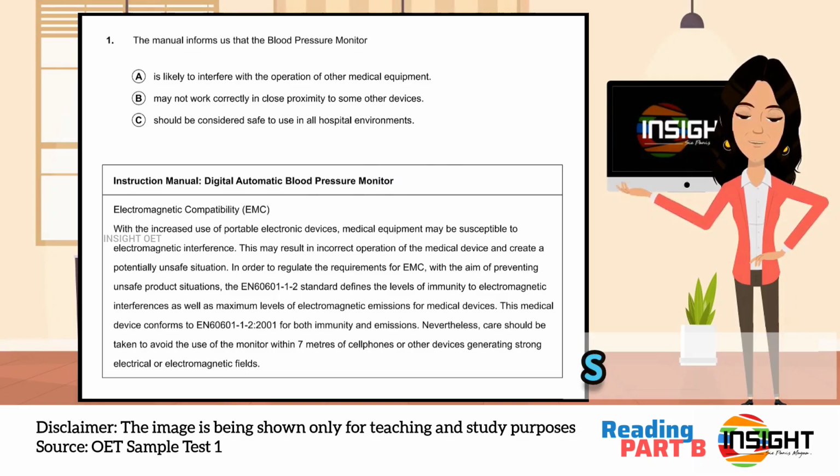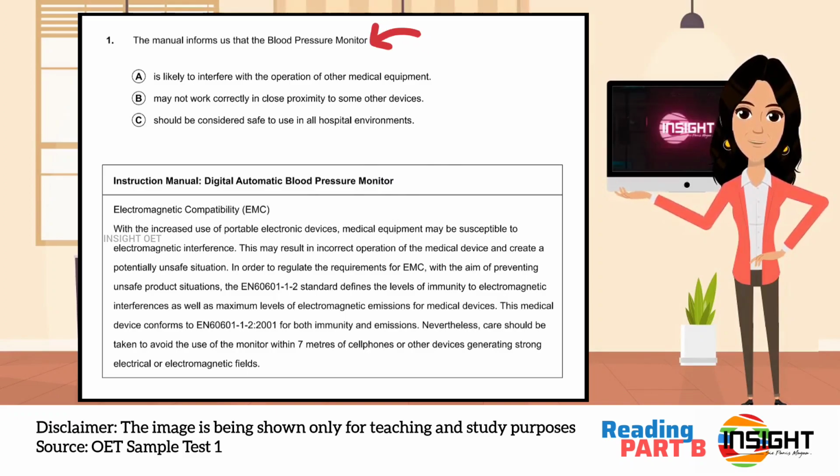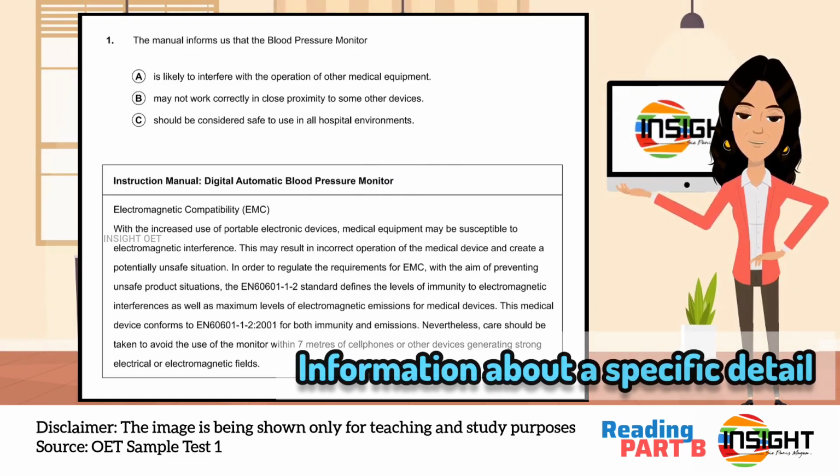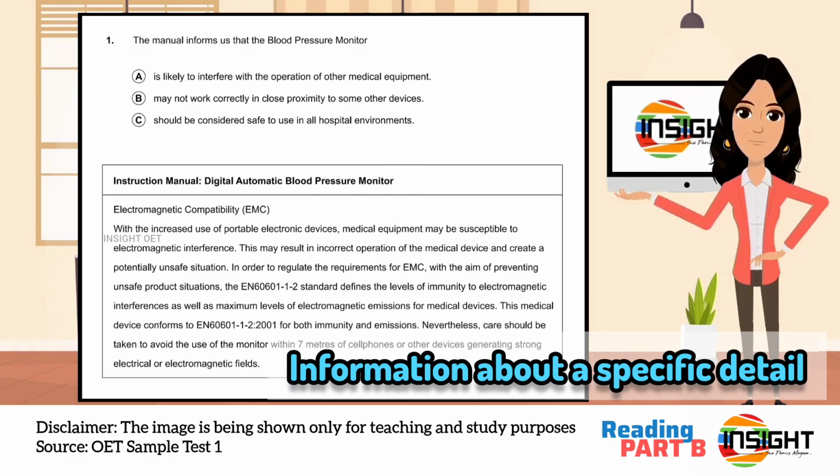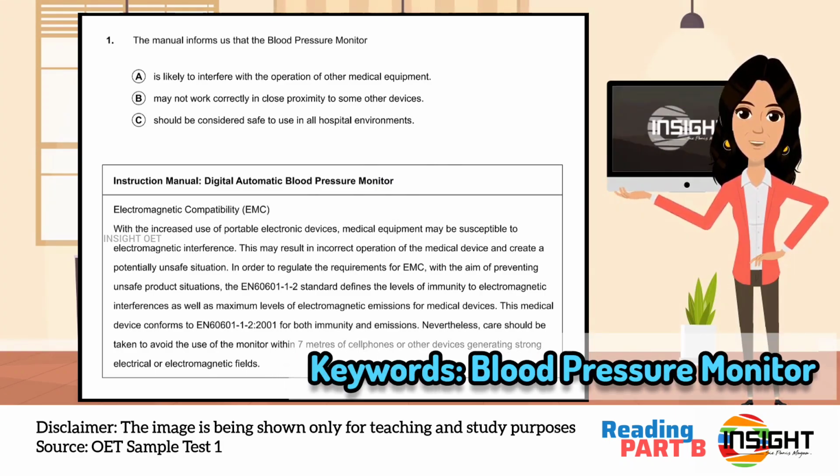As I said earlier, we have to first go to the question. The question is like this: the manual informs us that the blood pressure monitor. From the question, it's clear that we need to find some information about the blood pressure monitor. So the keywords are blood pressure monitor.